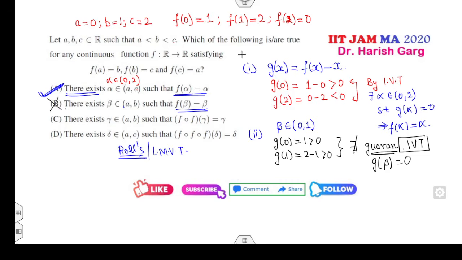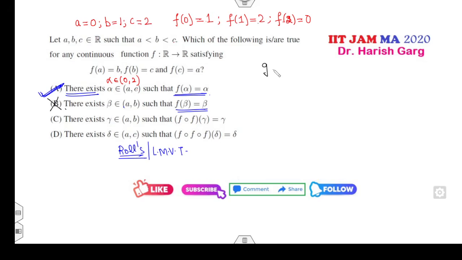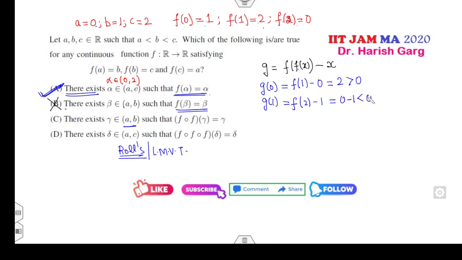Fine. Look at the third one. I can define the function g as f of f of x, that is f circle f, minus x. The interval is A comma B, 0 comma 1. My target is to check whether they have opposite signs or not. What is g of 0? f of 0 is 1. And what is f of 1? 2, which is positive. g of 1: f of 1 is 2. And what is f of 2? 0. 0 minus 1 is less than 0. Yes, there exists one alpha or one gamma which satisfies this condition.